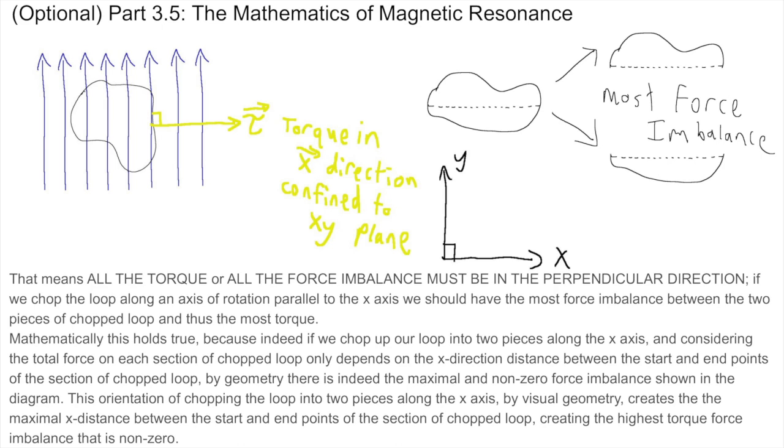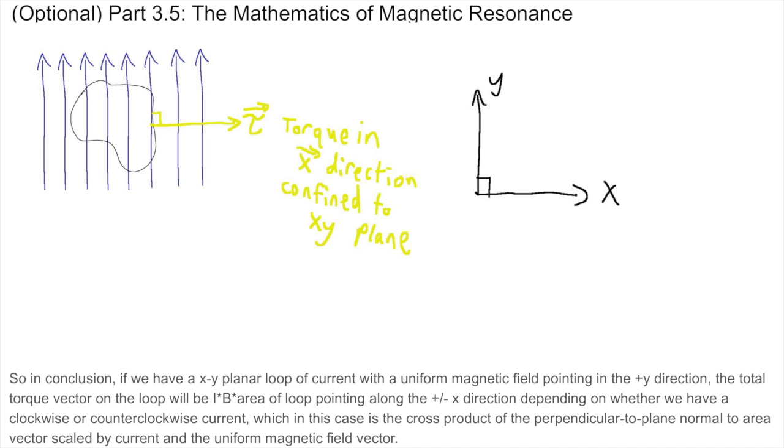So in conclusion, if we have an xy planar loop of current with a uniform magnetic field pointing in the plus y direction, the total torque vector on the loop will be I times b times the area of the loop, pointing along the plus or minus x direction depending on whether we have a clockwise or counterclockwise current, which in this case is the cross product of the perpendicular-to-plane normal area vector scaled by current and the uniform magnetic field vector.